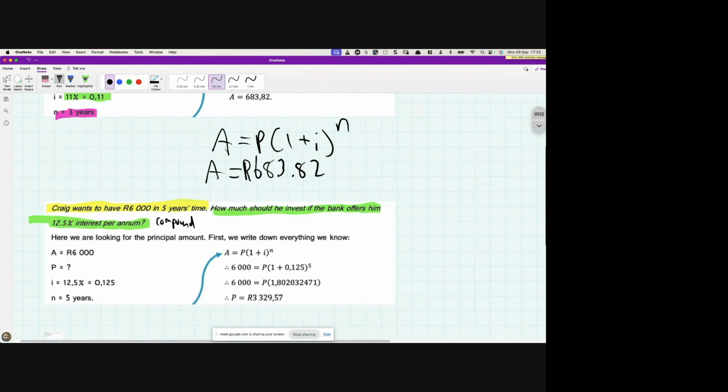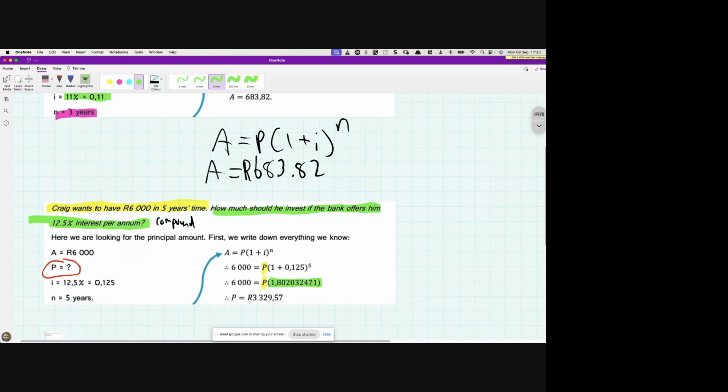The important bit is when I write down A, P, I, and N, the first parts are relatively easy, but I need to recognize I'm now after the starting value or the principal. So what I'm going to do is put in all the values that I've got, and now I need to get this P by itself. So how do I do that? Well, I simply move the thing in green to the other side.